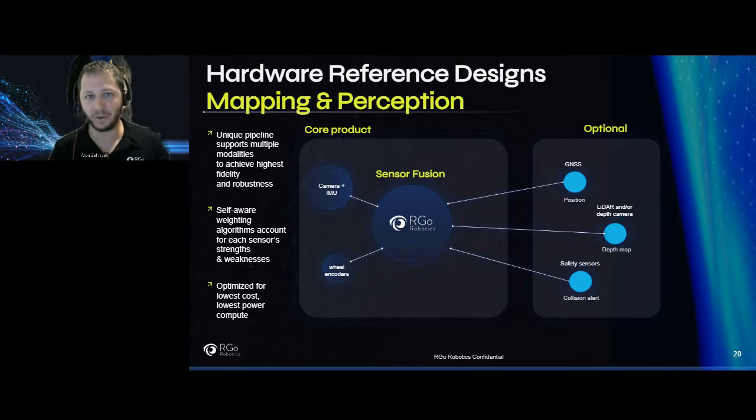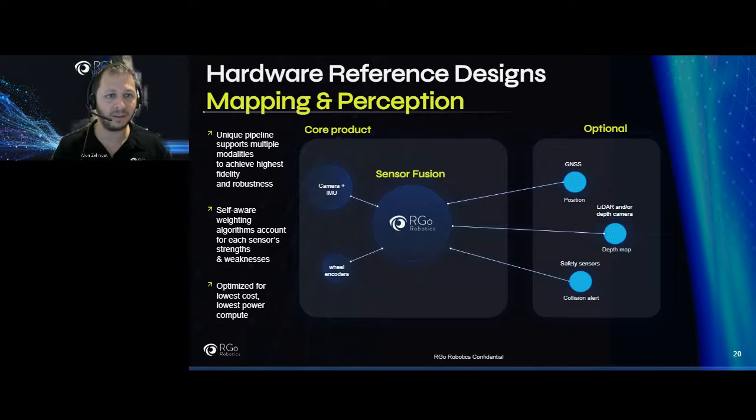Of course, there is an optional additional sensor we can integrate, such as for outdoor applications. We sometimes use GNSS RTK, for example. We can also fuse it with depth sensors and LiDAR sensors for more safety, depth, and obstacle detection applications, etc.